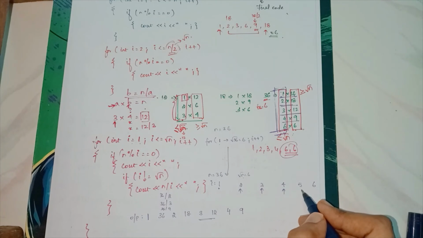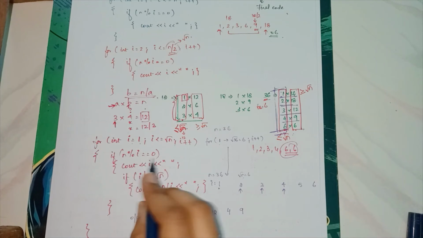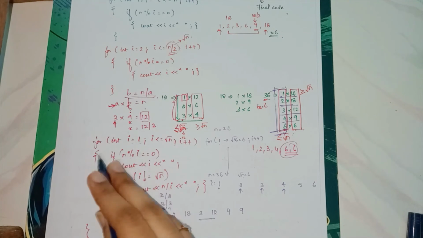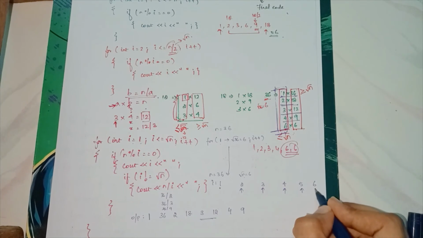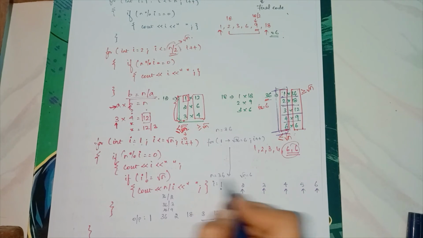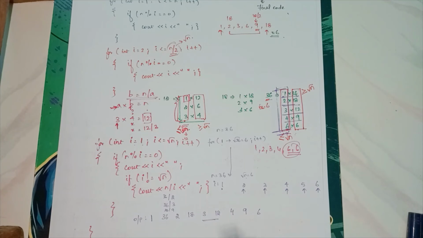So lastly is 5. 36 mod 5. Is it 0? No, it's not. So we don't display anything. We don't go into this, we go into the next iteration. Okay. So at i is equal to 6, what happens? Is n mod i equal to 0? 36 mod 6. Yes, of course. So you display 6. And if i is equal to root n, i is same.